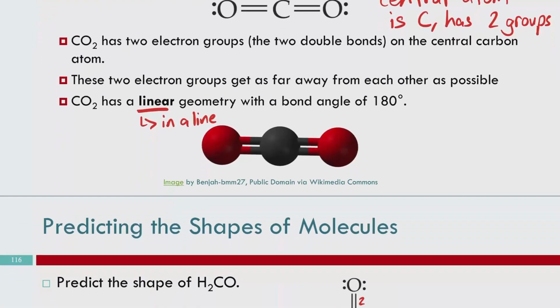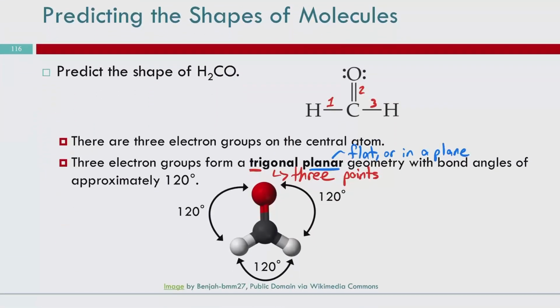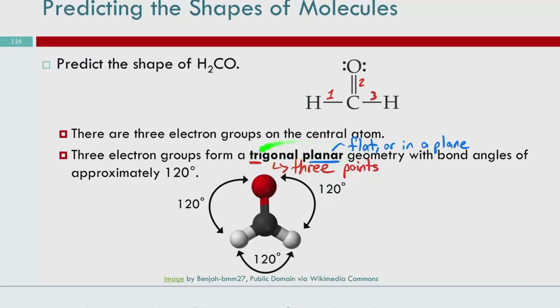If we add one more thing to that, then we get this trigonal planar shape. So we've got our carbon in the middle, and we've got 3 things attached to it. 3 electron groups, the furthest they can get away from each other, is in this 120 degree-ish spacing. Trigonal because it's got 3 things. Planar because it's flat as a board.